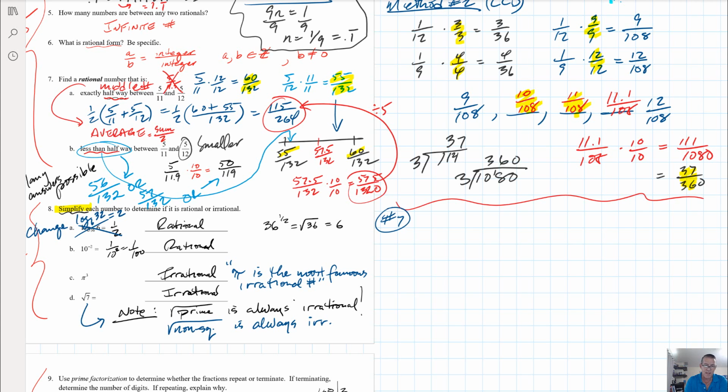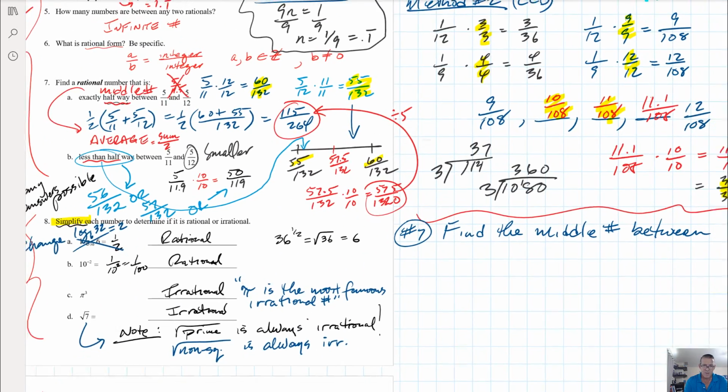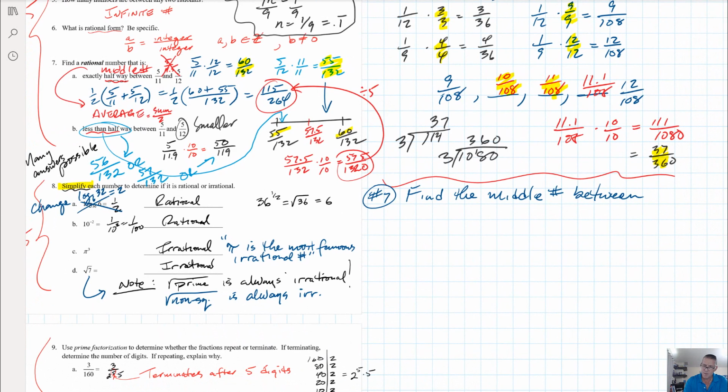Okay, when you want to find a number exactly halfway, you want to find the middle number. So find the middle number between two fractions. And I'll just make up a couple fractions here because this was someone's test here, so I want to do something different. All right, so find the middle number between, let's say, 3/7 and 3/8. Let's do that.